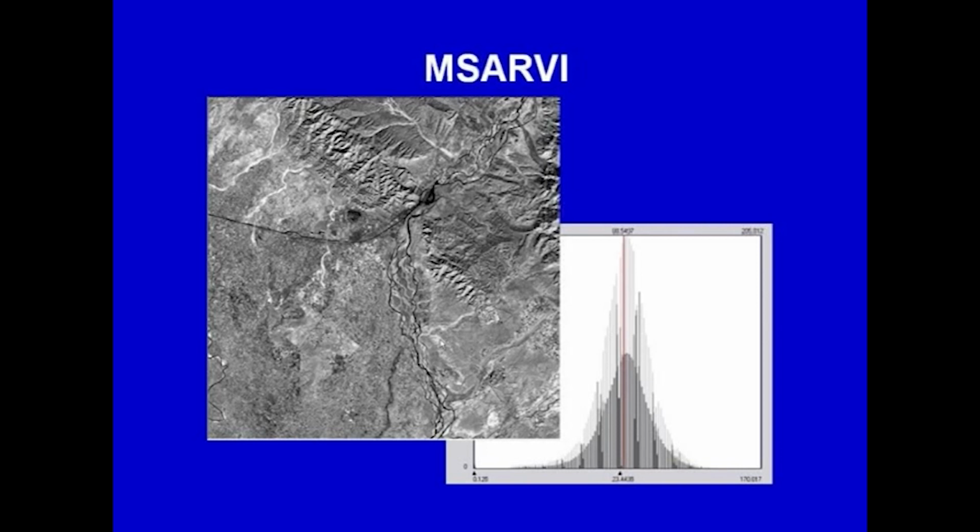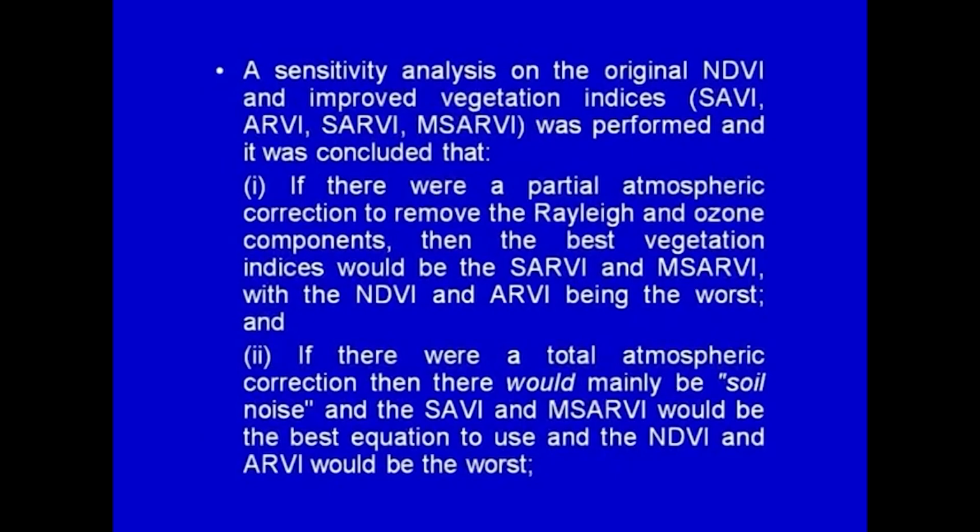This is a very distinct piece of information, whereby we have now looked at how the effect of atmosphere and soil background affects vegetation information. A sensitivity analysis on the original NDVI and the improved vegetation indices such as SAVI, ARVI, SARVI and MSARVI was performed, and it was concluded that if there is a partial atmospheric correction to remove Rayleigh and ozone components, then the best vegetation indices would be SARVI and MSARVI, with NDVI and ARVI being the worst.